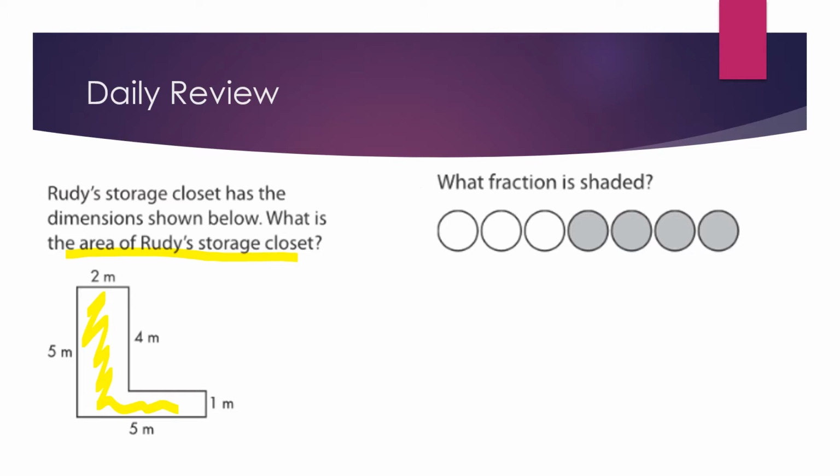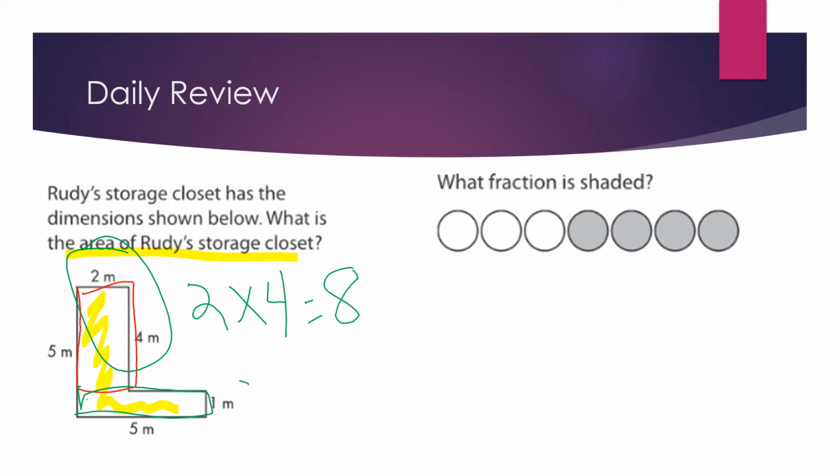When I go to do this, I want to go ahead and partition this into two rectangles. So I'm going to go ahead and just kind of partition it from here to here. And then my other one, let's use a different color, will be these ones right here. Okay. So when I do that, I have 2 times 4 here, which I know is equal to 8. And then over here, I have 1 times 5, which is equal to 5.